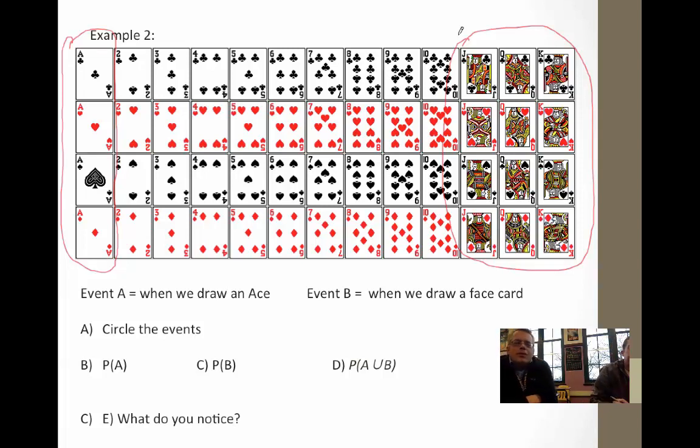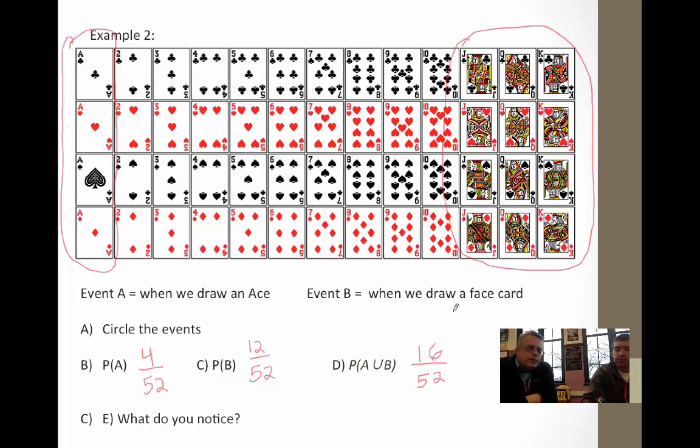Now we want to find the probability of A. Let's leave it not reduced, because we can see the math better. It would be 4 out of 52. The probability of B would be 12 out of 52. The union is what we get when we combine those. We have 4 aces and 12 face cards, so it's 16 out of 52.